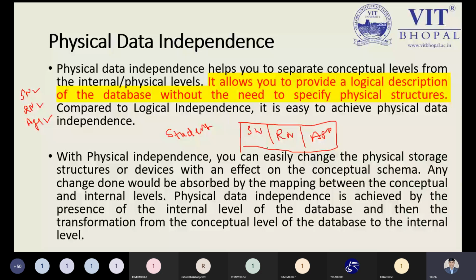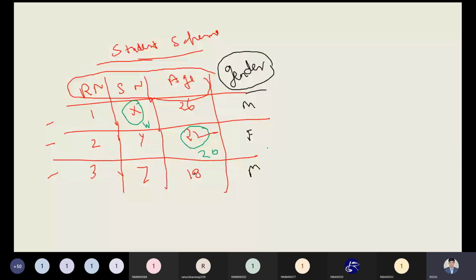So this is the idea about physical data independence and logical data independence. This is a property of the database management system. If you change something at the logical level, it will not affect the other level. And if you change something at the physical level or physical schema, it will not affect the other level. This is the point we need to keep in mind while learning database management systems.